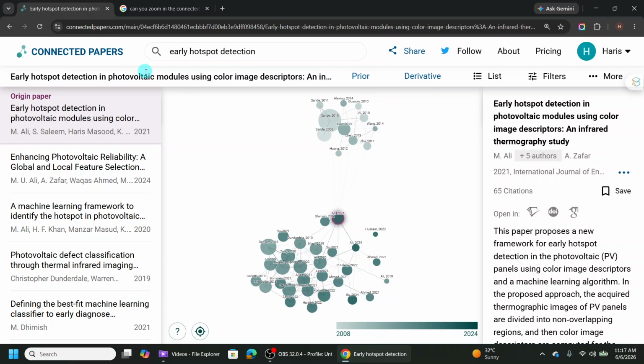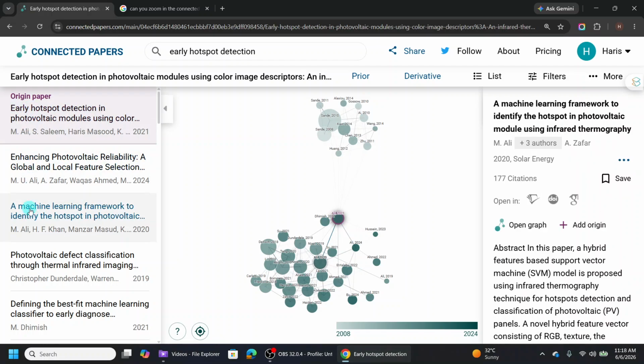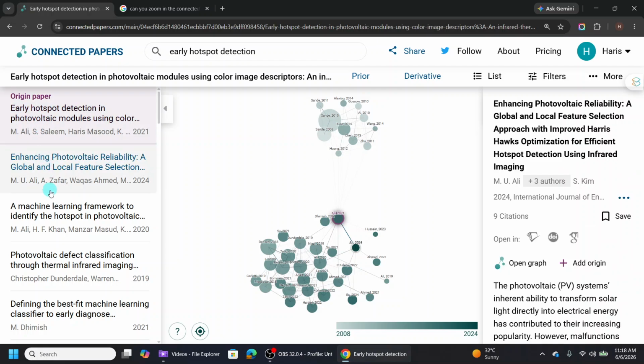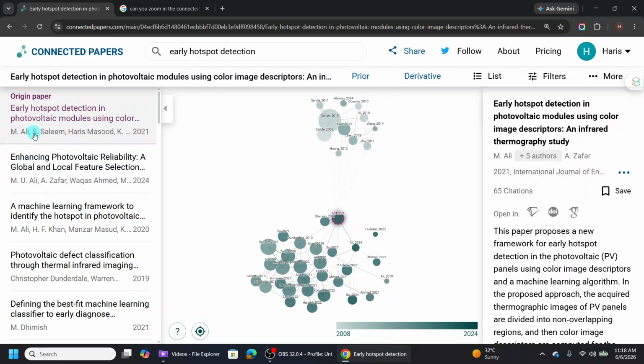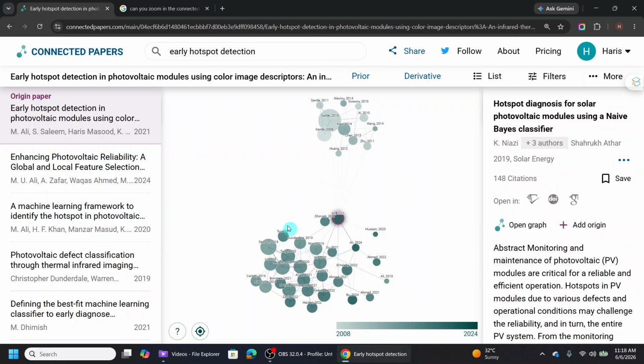Now the results are in, and as you can see, the results are summarized into three main panels. On the left hand side, it is showing me the origin paper that I have called the base paper. And beneath my origin paper, there are a couple more papers that are closely connected to my origin paper.